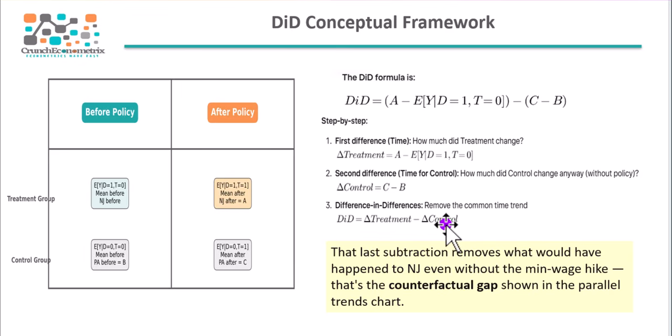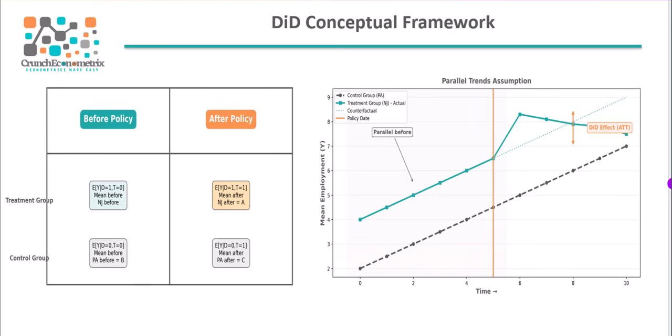Now, the last subtraction removes what would have happened to New Jersey without the minimum wage hike. And that's the counterfactual gap shown in the parallel trends chart, which is this. This is it, okay? That's the gap we are seeing right there.